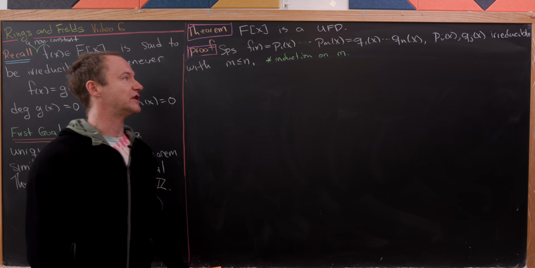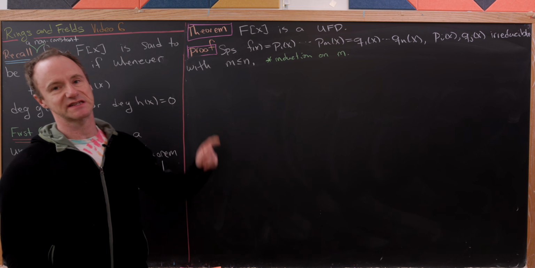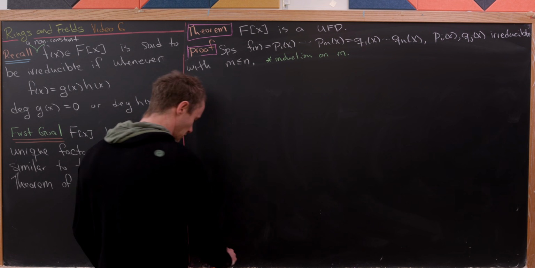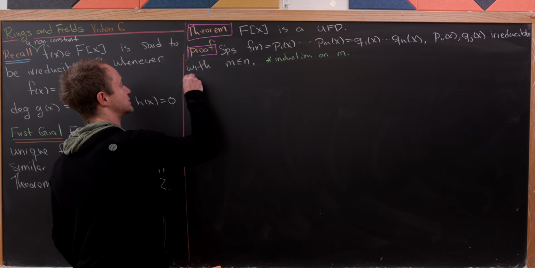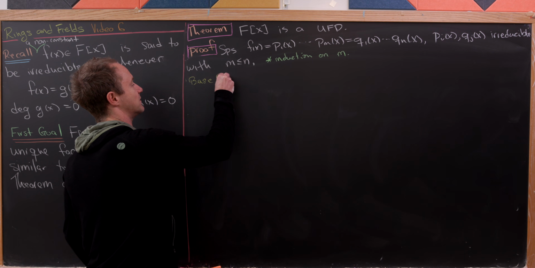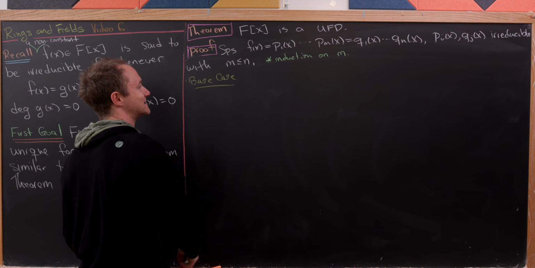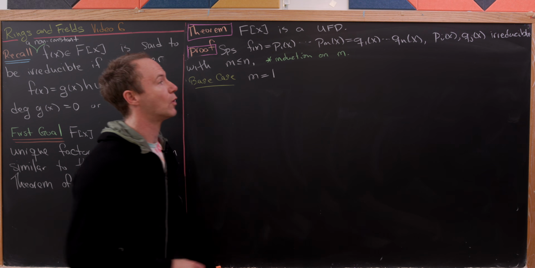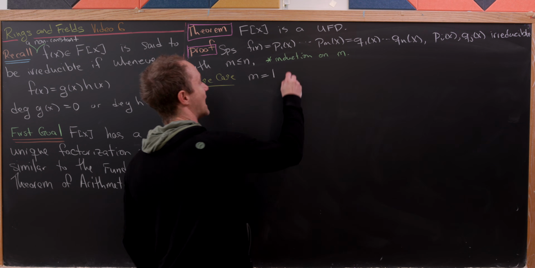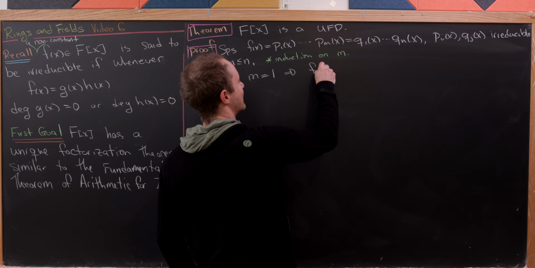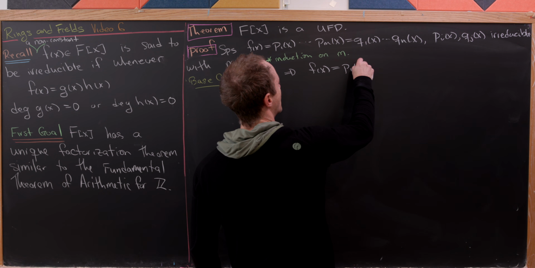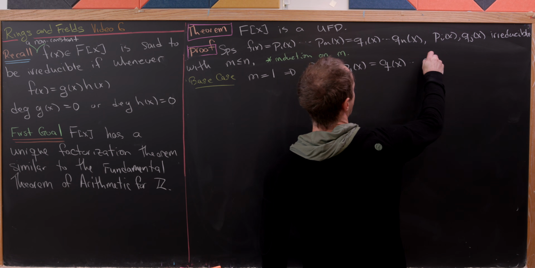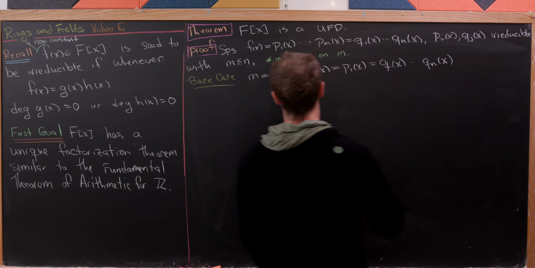So let's say we're going to do induction on m, which is this smaller possible product. Okay, so it's induction on m, which means we need a base case. The base case here is quite simple. That's going to be the case when m is equal to 1. But that tells us that we have f of x is equal to p1 of x, but then it's also equal to q1 of x all the way up to qn of x.